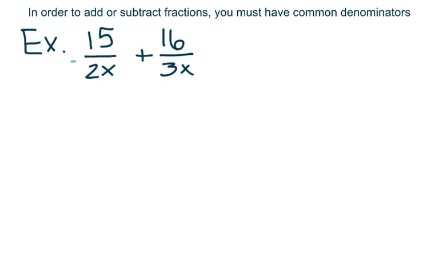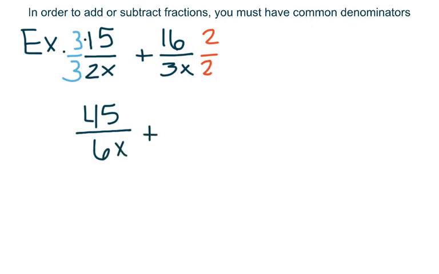So we're looking for what it does not have, and whatever it doesn't have, we do to the top and bottom. Now when you look at the second one, it has the 3 and the x. It does not have the 2, so we're going to multiply by 2. So what we have right now is 3 times 15, which is 45, divided by 2x times 3, which is 6x, plus 16 times 2, which is 32, and on the bottom 6x.